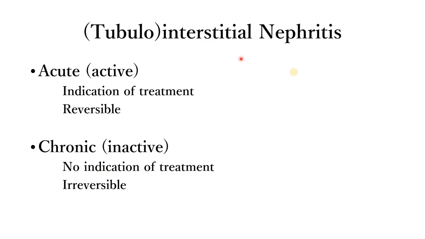So, tubular interstitial nephritis. This is very important. We need to distinguish these two things: one is acute and active lesion, and the other is chronic or inactive lesion. Because an active lesion is reversible, and often this is an indication for treatment. And second, the chronic lesion is irreversible and inactive, so there's no indication for treatment like steroids.